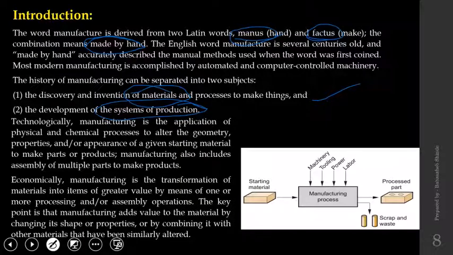It means I have got the material, but if I want to make some useful product out of that material, I need to have a system to convert that raw thing into a useful product. And the system that we can use to have that conversion is nothing but the production system. So these two things we need to study in detail when we want to study manufacturing. Okay.